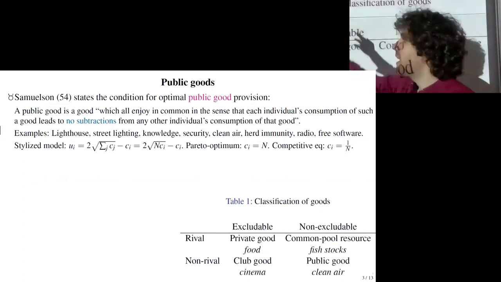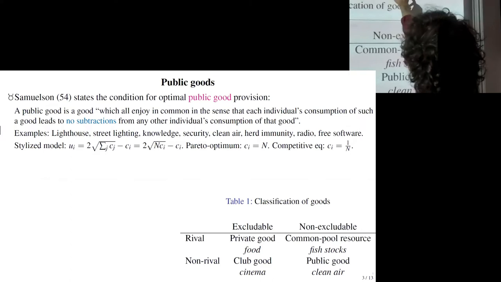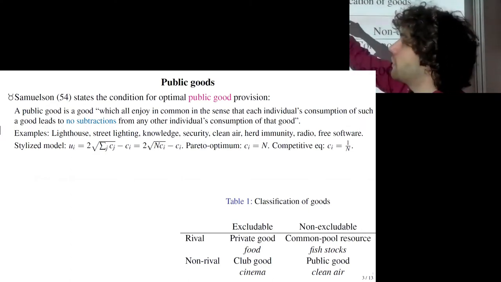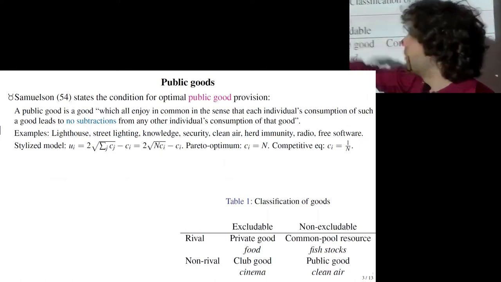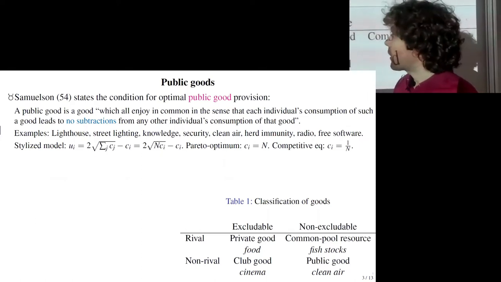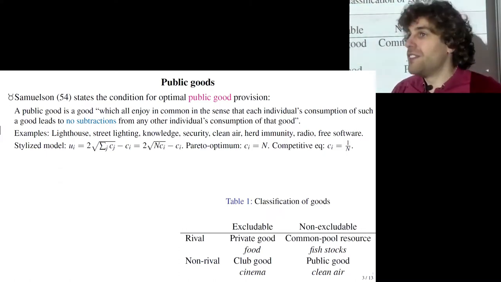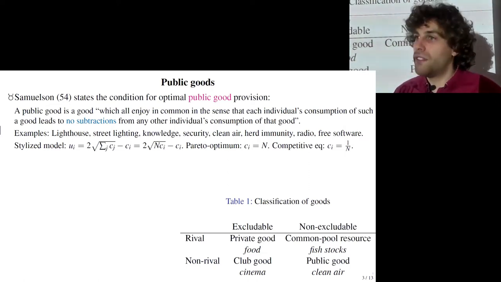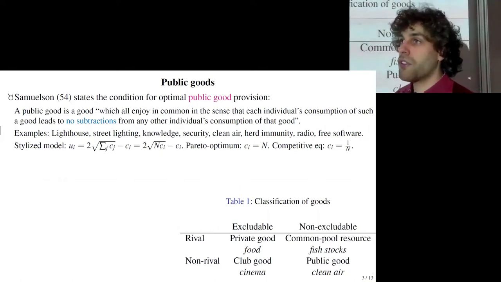If you maximize from the point of view of the individual, you will find the competitive equilibrium, which is that the contribution is 1 over n. The individual contributes only 1 over n to the public good, and when you set the first order condition equal to zero, you find that the individual does not internalize the fact that everyone will reason the same way as they are optimizing, and so everyone will contribute the same 1 over n, which will make a total contribution of n.